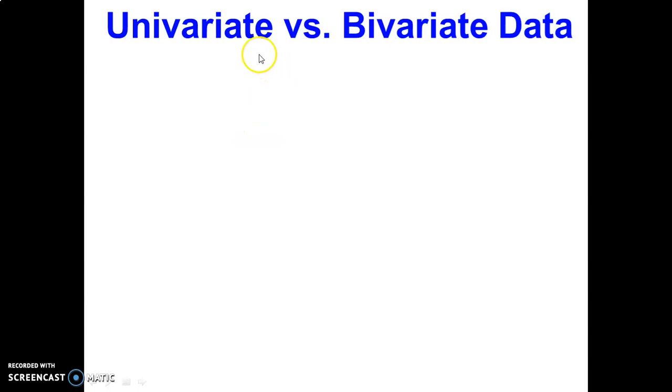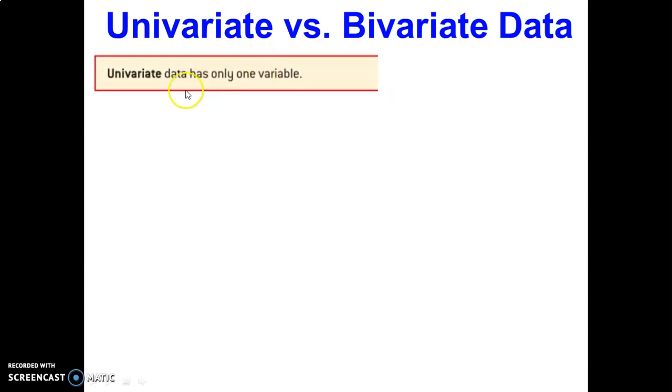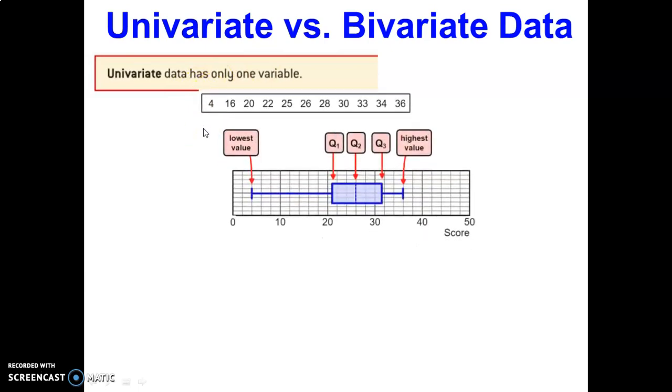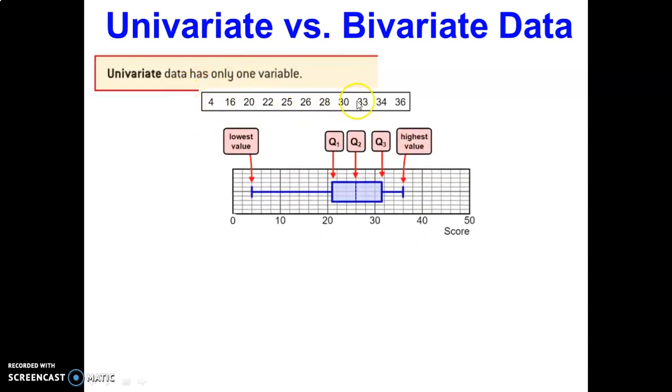So two main types of data are univariate versus bivariate data. Univariate data has only one variable. For example, let's say we collected some data like this, and we have these values. Maybe they represent the ages of people in a building. All right, so it's only one variable. We've only collected data about their age. We can present univariate data in different ways. One example is presented as a box and whisker plot, which shows a low value, high value, a median, and so on.